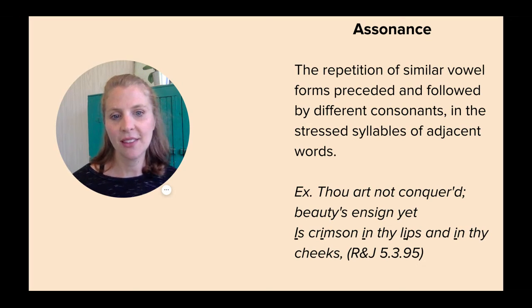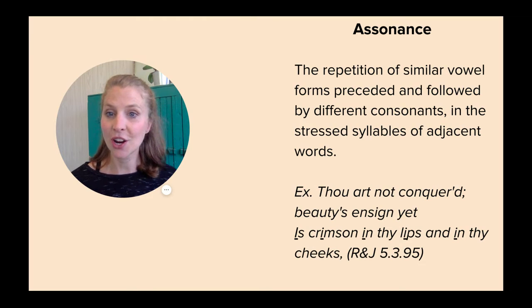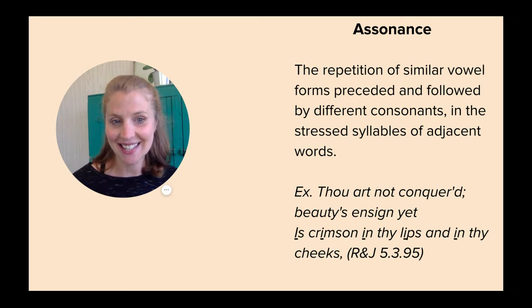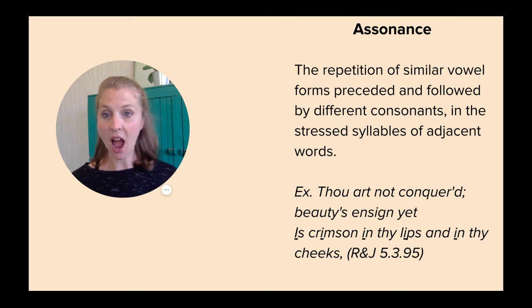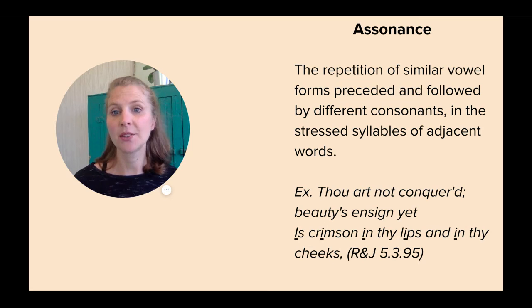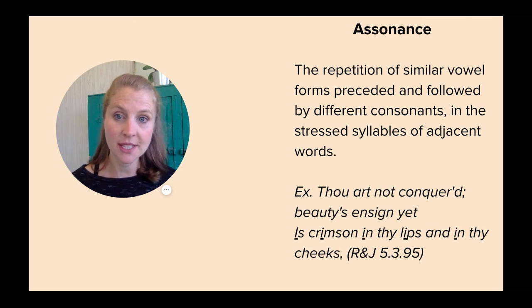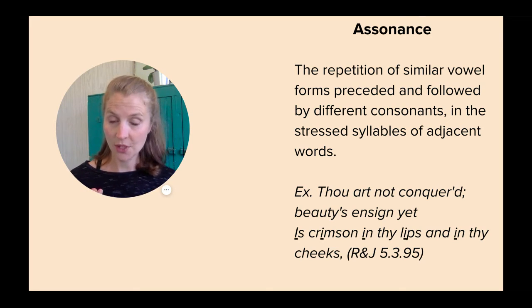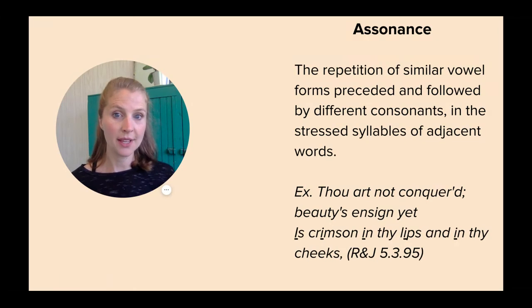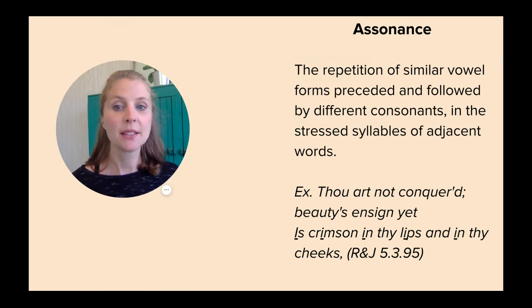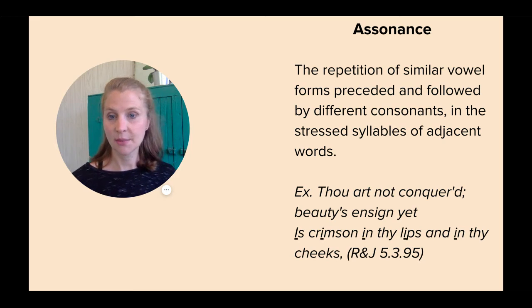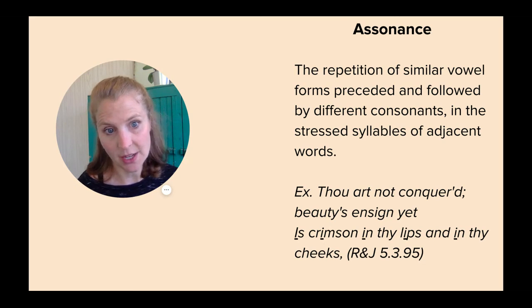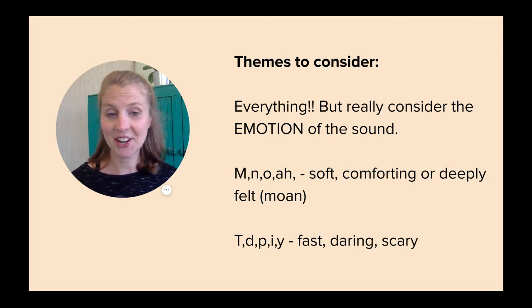We can see here in this line from Romeo and Juliet, "Is crimson in thy lips and in thy cheeks." So that sound is repeated. If we had just an I there, just the letter I, and we were to pronounce that out loud, it wouldn't count because it's being pronounced differently than it is in these words that are following. So it's really about the sound and not the actual vowel itself. Same thing with consonants. We know that Cs and Ks can sometimes sound alike, and that could also be considered alliteration.